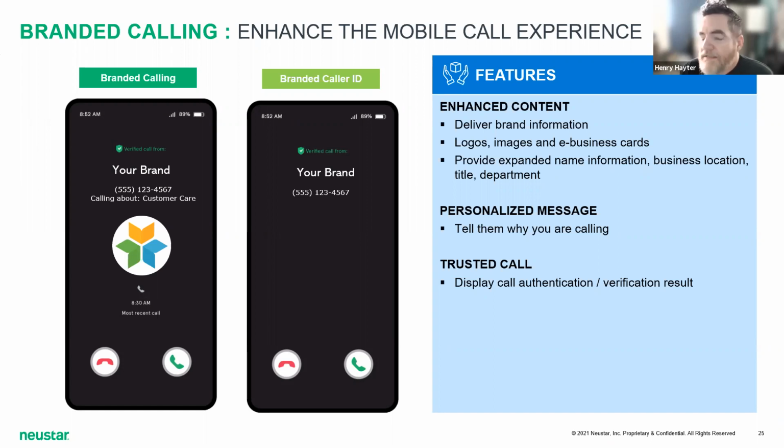Let's say, for example, it's a collections call. If somebody gets a call and they don't answer because they're busy, but they see "calling about payment due," the subscriber may just go, oh, wow, I forgot to make that payment, and go online and make the payment. And now the business has gotten yield from the outbound call campaign, even though the call wasn't connected.